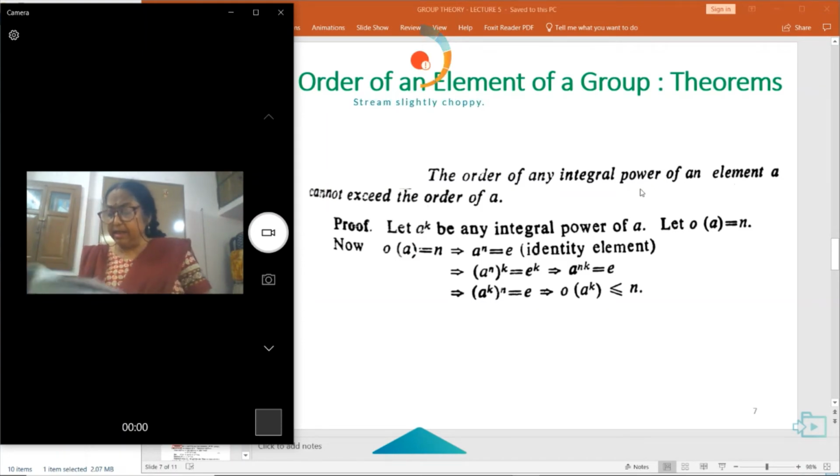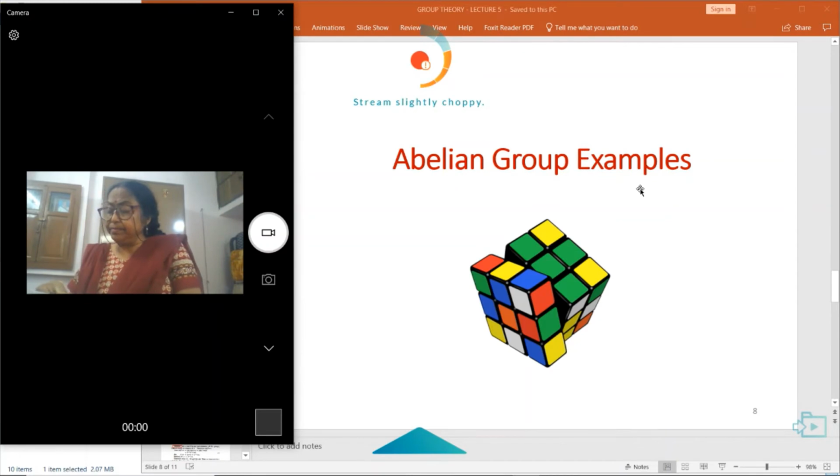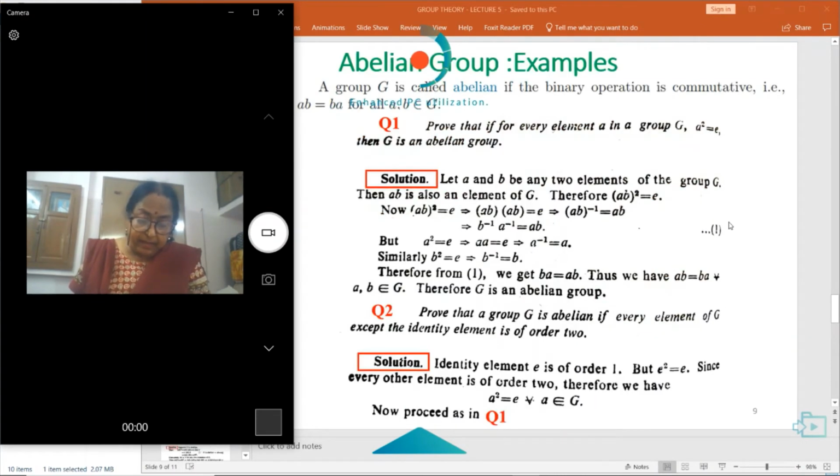Take another example. Now we give some examples of abelian group. Prove that if for every element of a group G, A square is equal to E, then G is an abelian group.